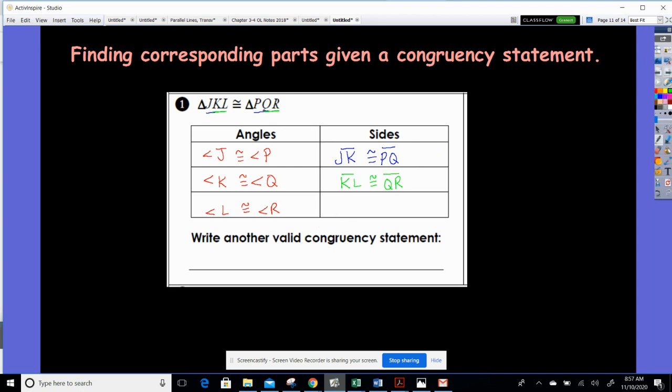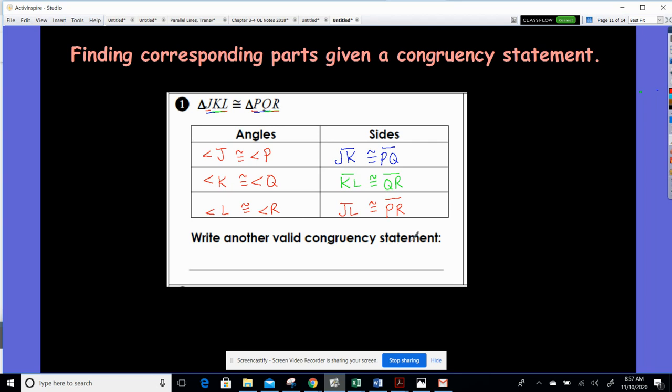The last side would be the first and the last letter, JL. So JL would be congruent to the corresponding side. And again, we're using the same corresponding letters, so P and R. So without even having a picture, we were able to match all the corresponding parts that would be congruent.